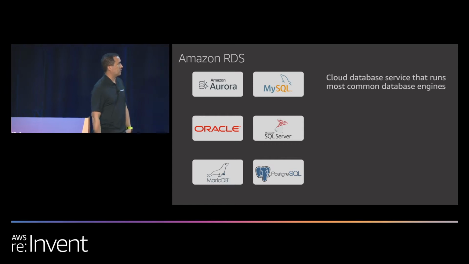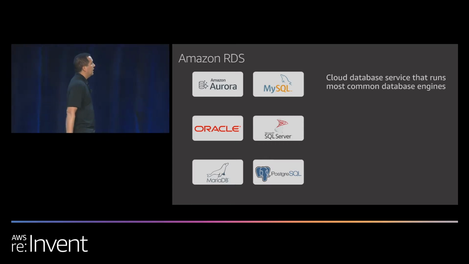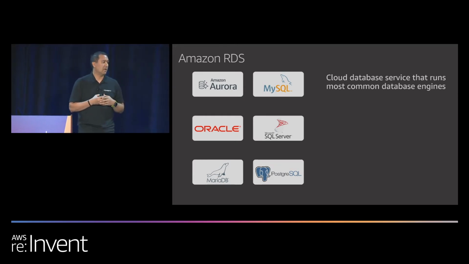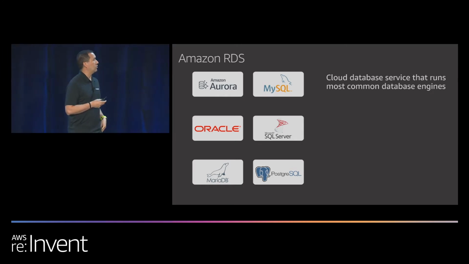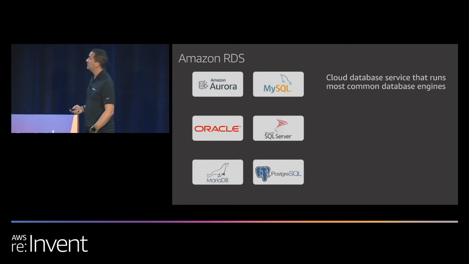Probably the most popular is Aurora, MySQL, Oracle, SQL Server, MariaDB, and Postgres. These are the ones that we see customers deploying out in the field, leveraging their environments, because Aurora is something that Amazon has created. We see more customers leveraging Aurora, but these are the flavors that we see customers deploying out in the field.